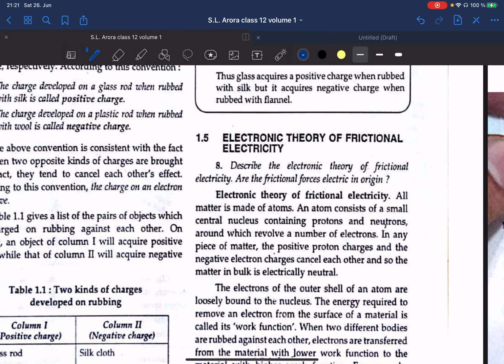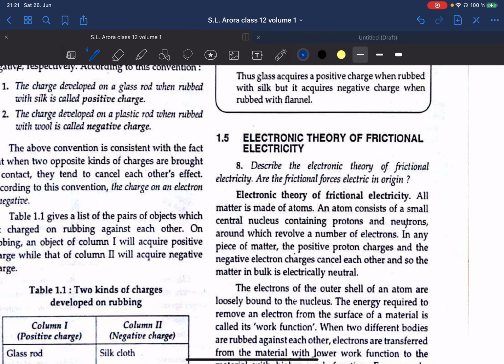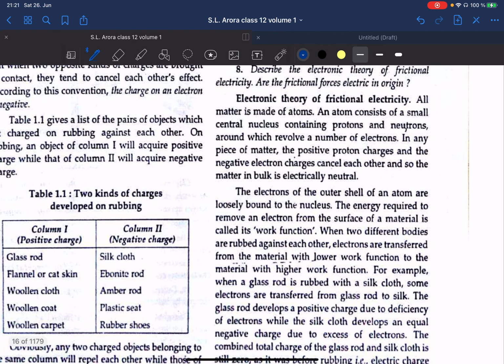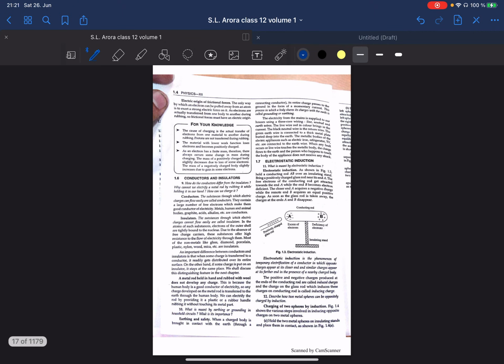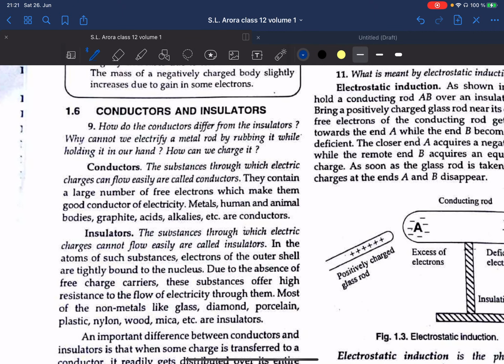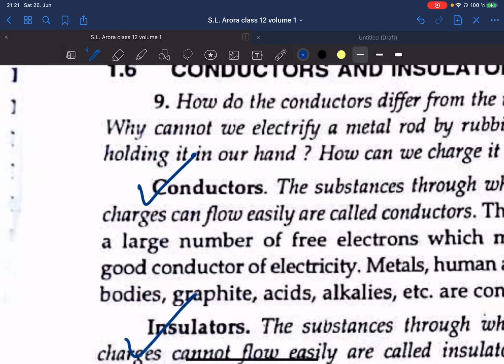Okay, so electronic theory and frictional electricity. All matter is made of atoms, which consist of a small nucleus. The electrons are around it, but this is not necessary for you guys. This is more important: what's a conductor and what's an insulator? I guess you guys know it. Conductors are those which allow electricity to flow, and insulators are those which don't allow electricity.